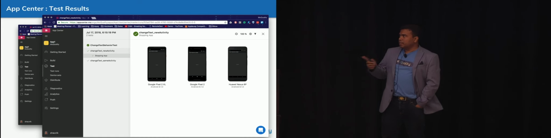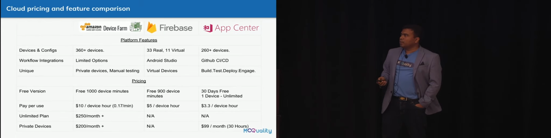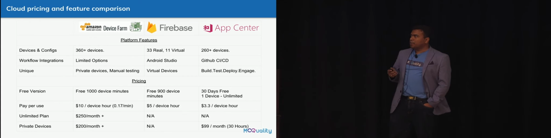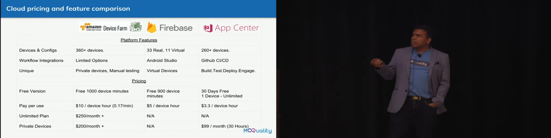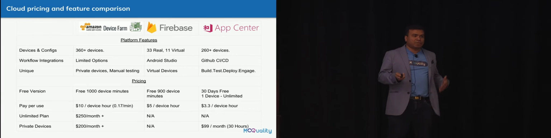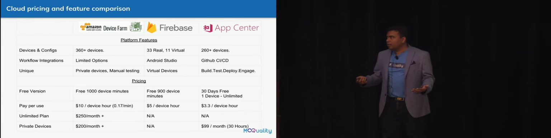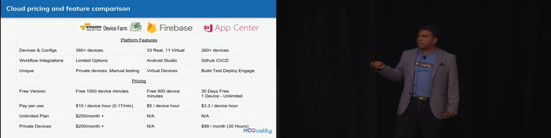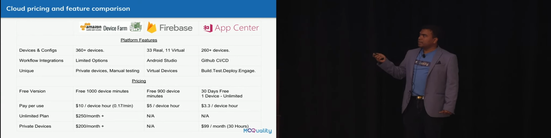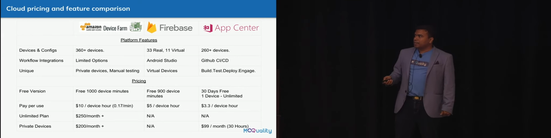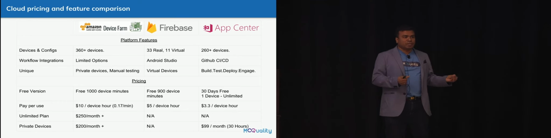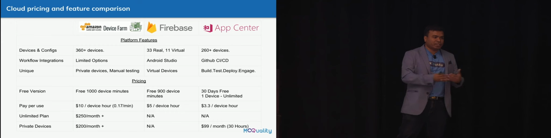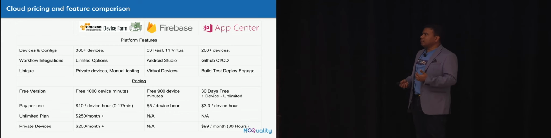So this summarizes the 3 test clouds that are available. Let me compare them for summary. As you can see, Amazon Device Farm has the most devices. They have 360 plus devices, and it's growing. Firebase Test Lab has the least number of devices, but they do have virtual devices as well. Microsoft App Center has 260 devices. The integrations that they have with Amazon Device Farm are limited, but in Firebase, you actually have an Android Studio integration. Since Google makes Android Studio, obviously it is integrated with Firebase Test Lab.